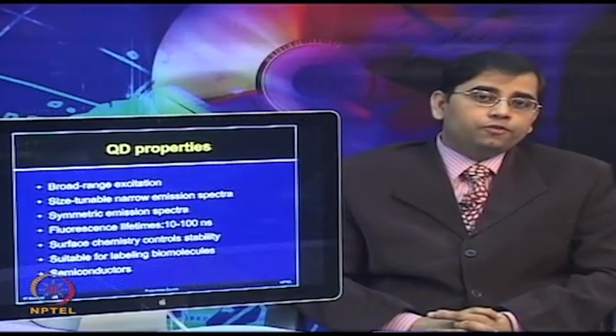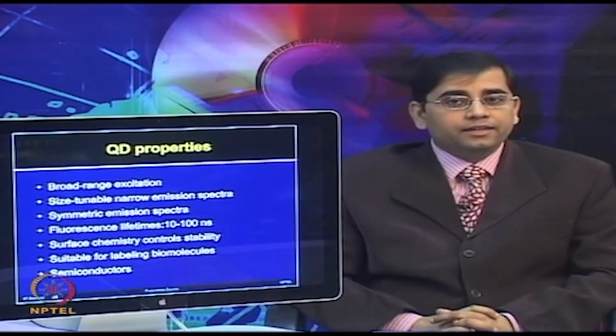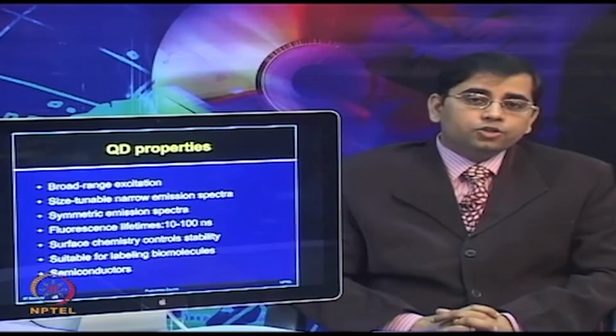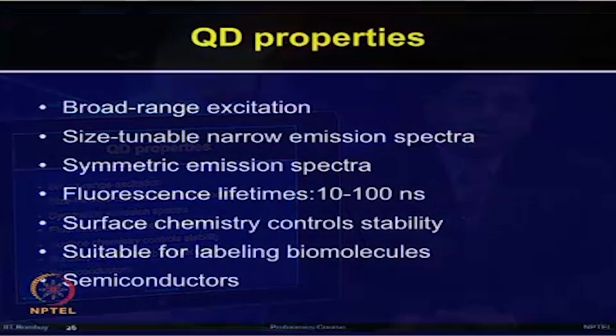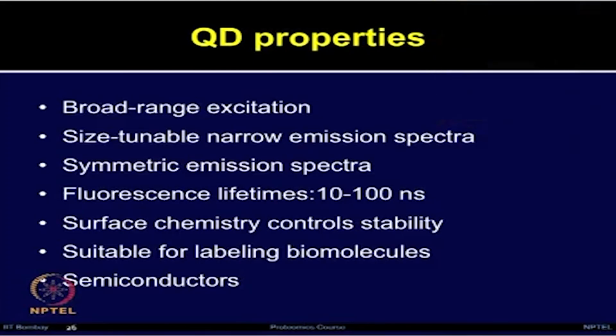What are the different properties of quantum dots? They have broad range excitation, size tunable narrow emission spectra, they have symmetric emission spectra, and the fluorescence lifetime ranges between 10 to 100 nanoseconds. The surface chemistry controls the stability. It is suitable for labeling a variety of biomolecules. It is applied as semiconductors.